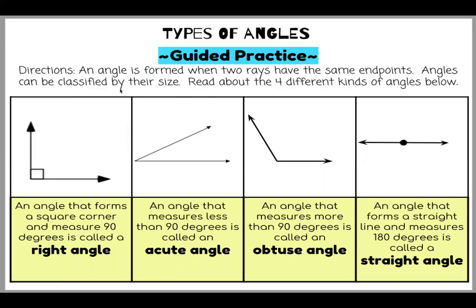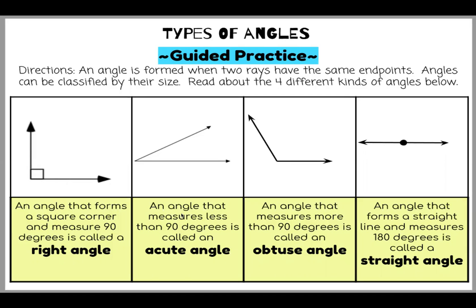Guided practice, here we go. So we did this yesterday. This is just kind of a review chart. Remember we talked about right angles, how we have perpendicular lines here, one line going vertically and one line going horizontally, and how it has a square in it. Whenever you see that square corner and it measures 90 degrees, it is called a right angle.